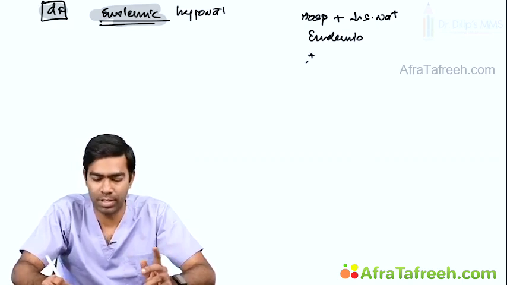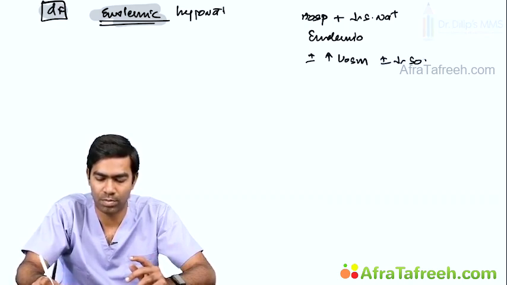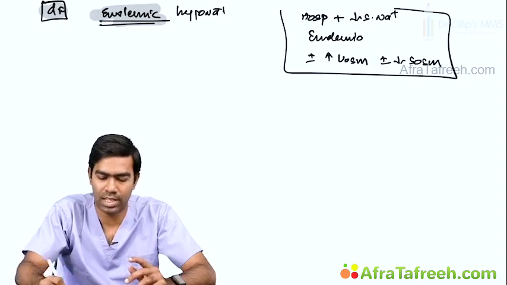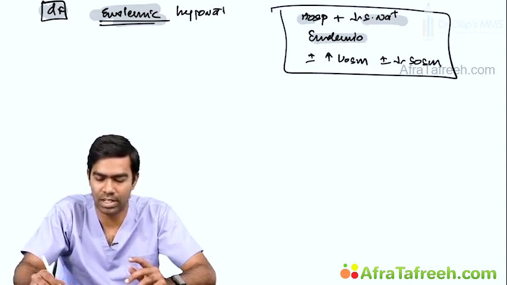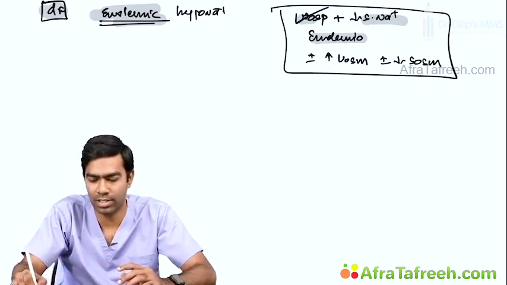Then plus or minus, the examiner will give that the patient is having higher urine osmolality, plus or minus lower serum osmolality. So if this is the case, at least if you see these 3 things, this is more than enough to tell that the patient is having SIADH only, because SIADH is the most common cause of hyponatremia in hospitalized patients. That's why.